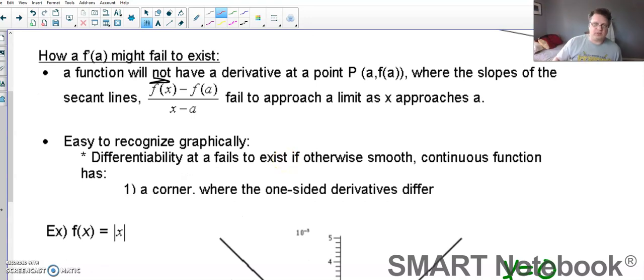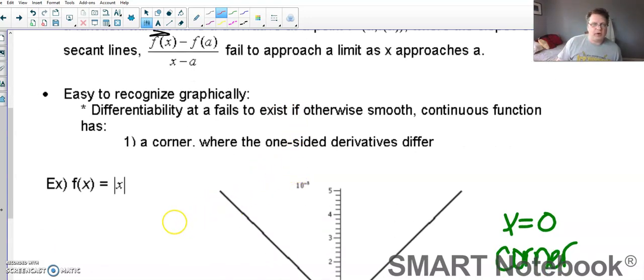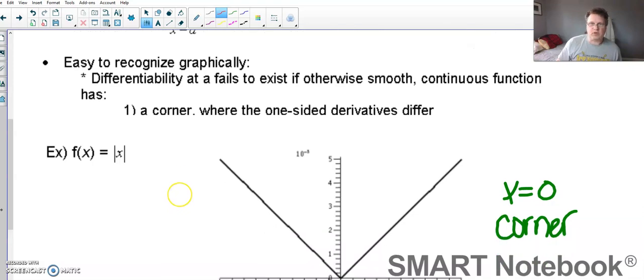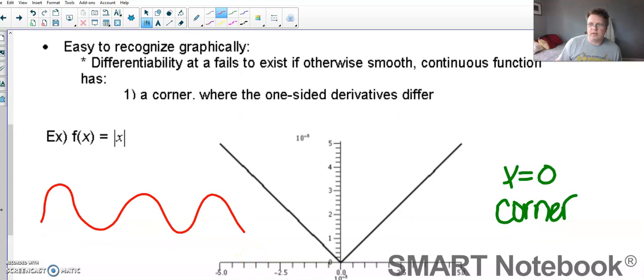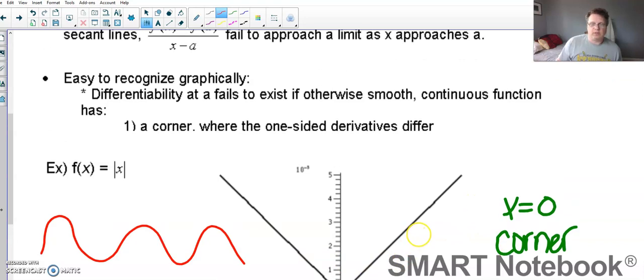Some of you don't have your calculator, so I can't get too in depth with the graphing. Now, anytime you have an absolute value just by itself, it's a corner. It has to be a smooth, unbroken curve; that's all differentiable. Once I come to a corner, I can't differentiate it. They fail to exist. So at x equals 0, you have a corner, and the derivatives will be different as I come from the left and from the right.